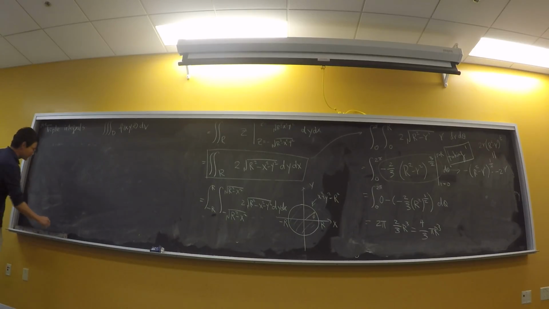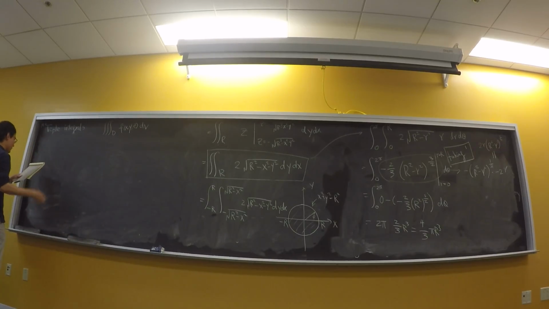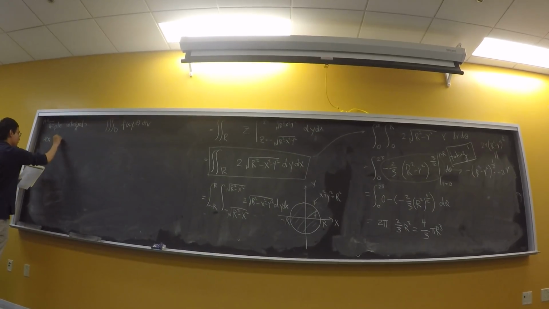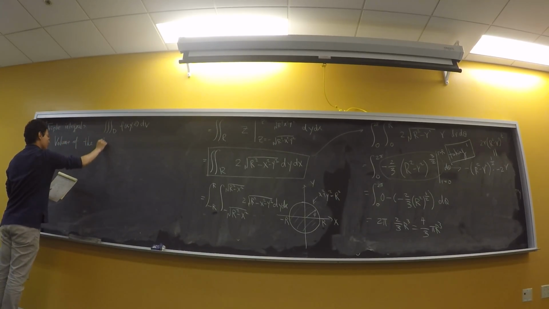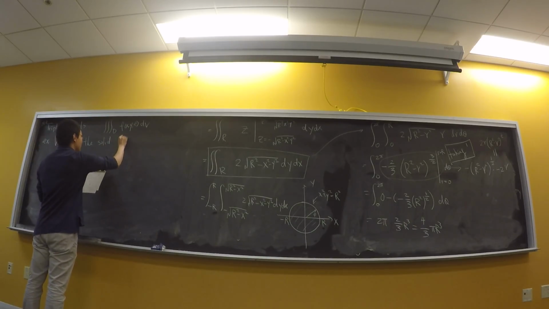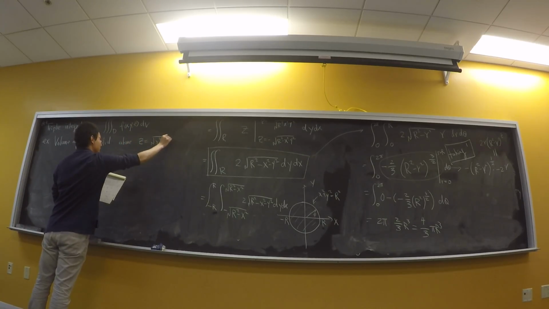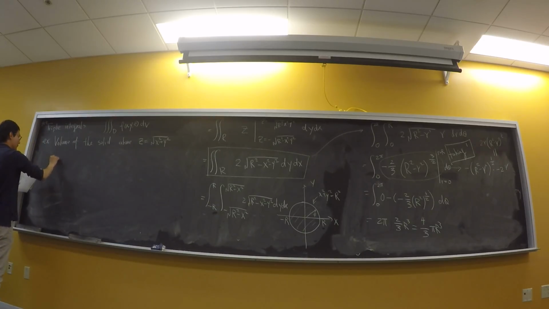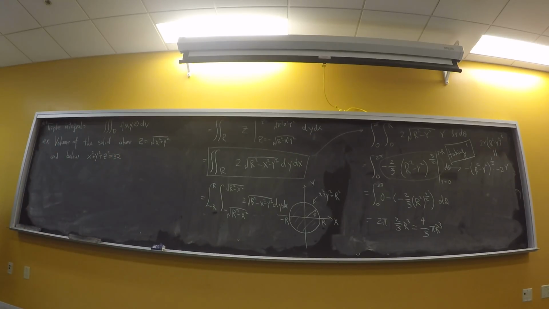Okay, so I want to use this idea one more time, which is the cylindrical coordinate system. So I want to find the volume of the solid above z is equal to the square root of x squared plus y squared, and below x squared plus y squared plus z squared is equal to 32. Okay?